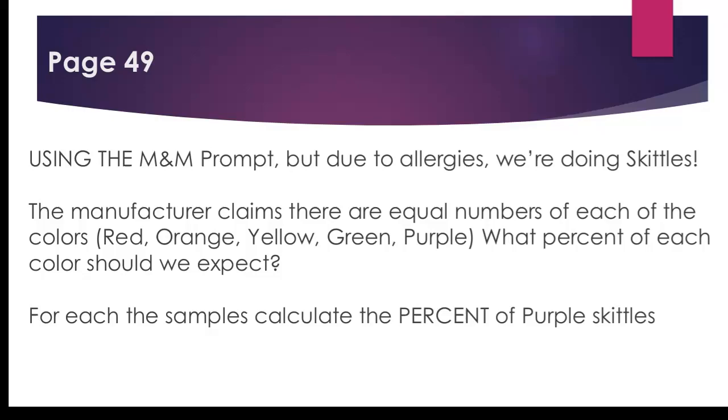So this is from your books. Back in 2008, they said that 15% of all of their candies were yellow, 20% were green, 15% were red, 25% were orange, and 25% were purple. Okay? So I need you to calculate the distribution of your sample of Skittles. Okay?